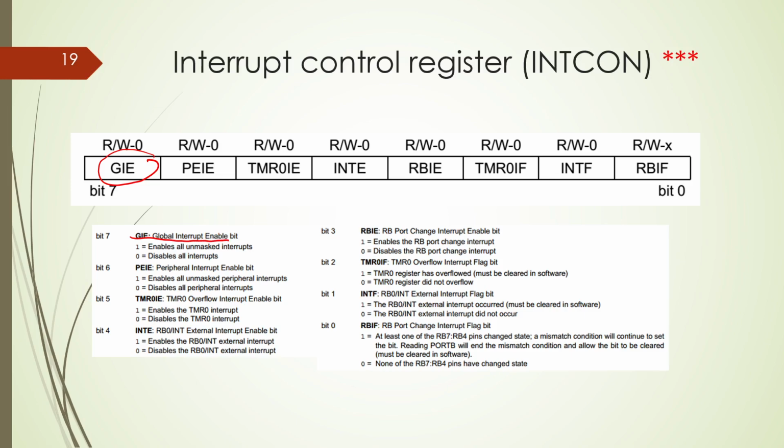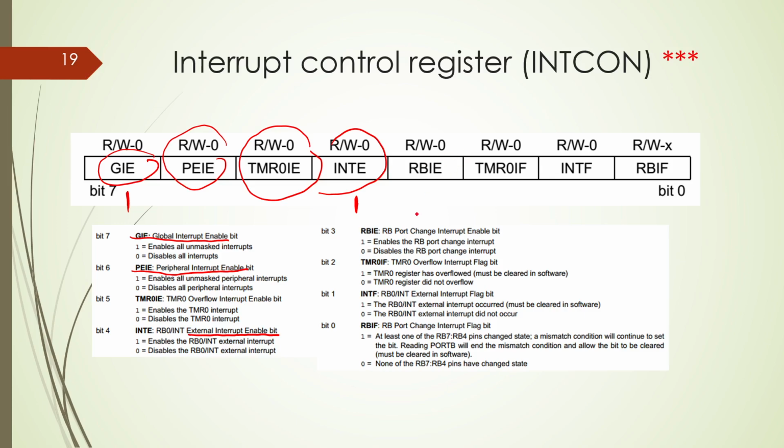And then if you were to use peripheral interrupt, you use the peripheral interrupt enable bit. And then we have learned the last topic, Timer 0 interrupt enable. And then we have INTE, which is the external interrupt enable bit. For example, if you want to use RB0, you have to enable it here. So let's say you want to use RB0, you have to set 1 here, and then you have to set global interrupt to 1. Okay.